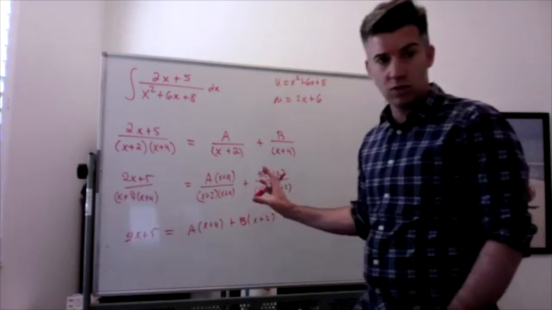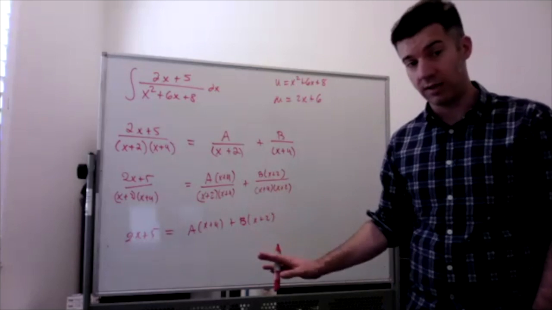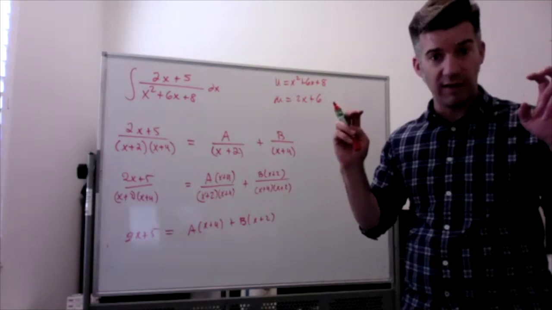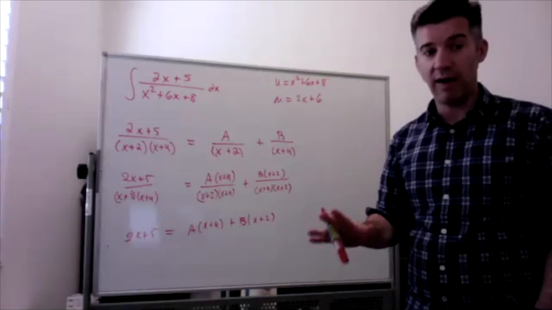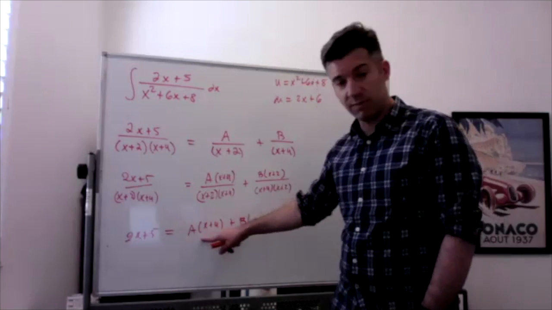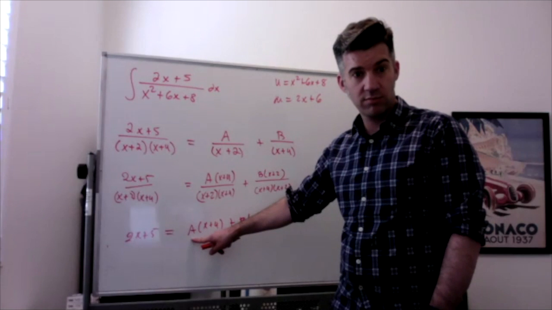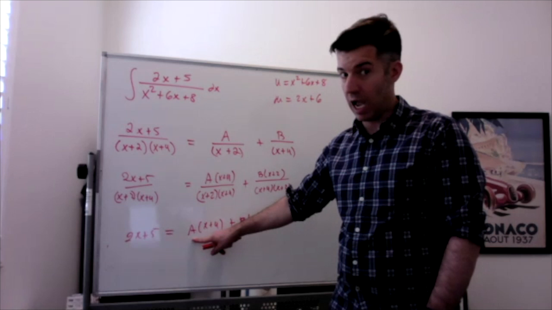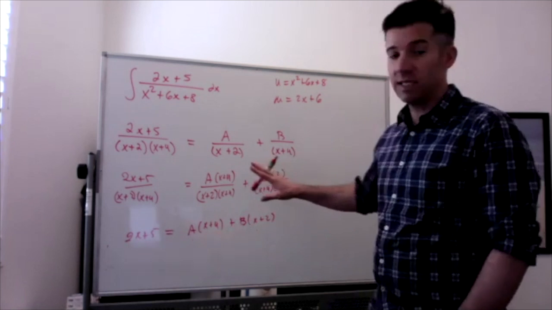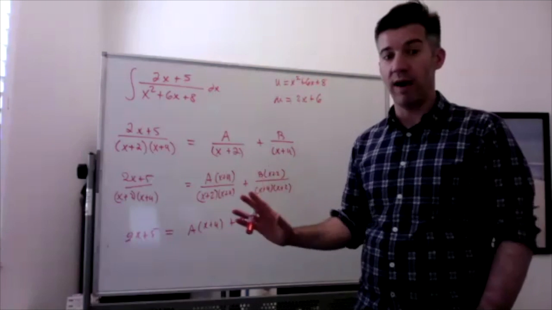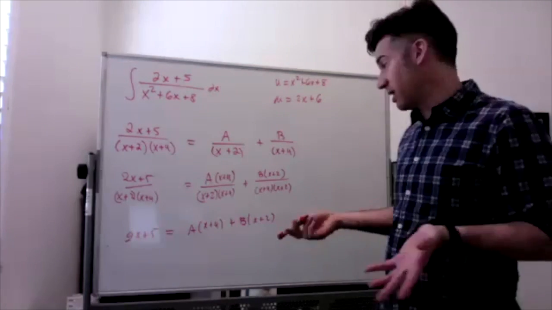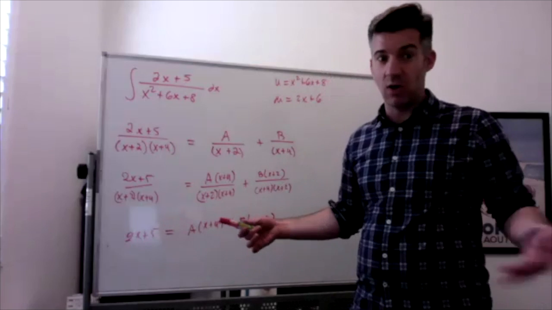Now, at this stage, a lot of people do a lot of different things. I personally am a fan of what I like to call convenient values of x, meaning pick values of x that are going to make something equal to 0. What could I pick for x that's going to make this part 0? These things have to equal each other no matter what value x has, which is why we're allowed to pick any value for x. Doesn't matter what x is, this always has to be equal.